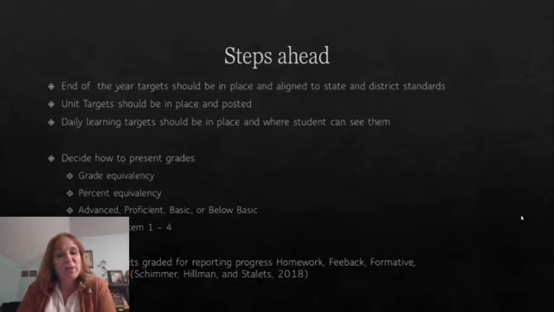Do we want a grading equivalency? Do we want a percent equivalency? Are we doing a ranking system where students are ranked advanced, proficient, basic, or below basic? Or are we using a number system that's aligned to our rubrics? It shows or demonstrates to students, teachers, or parents what skills those students have. We also want to decide what gets graded for reporting, whether it's homework, a feedback assignment, a formative assessment, or a summative assessment.